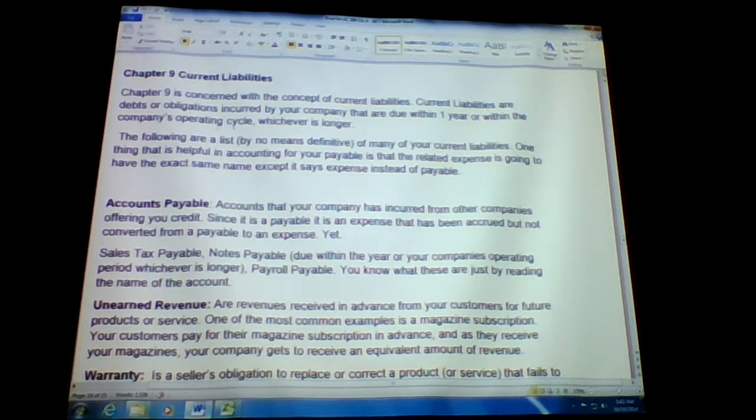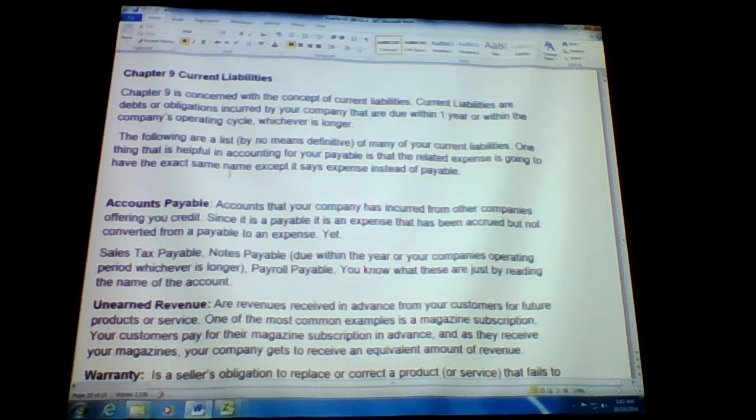Most companies do operate on, honestly, I don't know a company that operates on a longer than 1 year cycle at max. Most operate quarterly, at worst annually. I assume there has to be somebody out there who does it on a longer cycle, but I'm not sure who. What I have listing here are a list, by no means definitive, of many of your current liabilities.